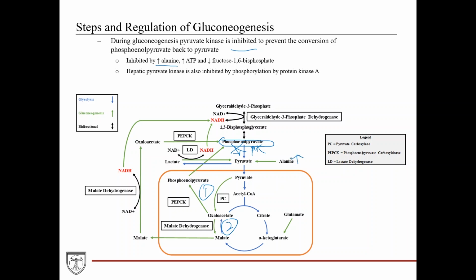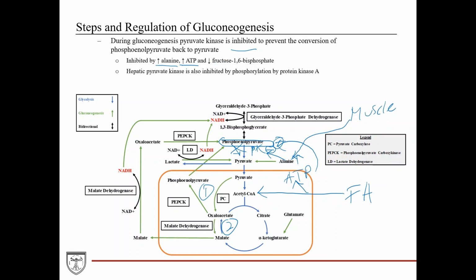So you have increased levels of alanine, which can come back here and inhibit. And remember, that's coming from muscle tissue, protein breakdown during fasting. Also increased levels of ATP. And remember, that's coming from fatty acid oxidation. So fatty acid oxidation gives you acetyl-CoA, and then you also get ATP, which helps inhibit pyruvate kinase as well.